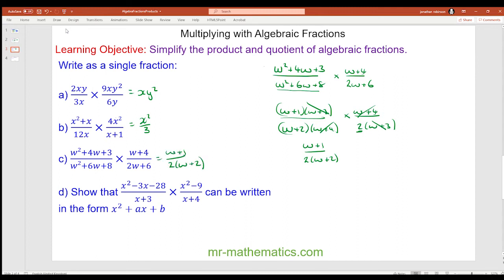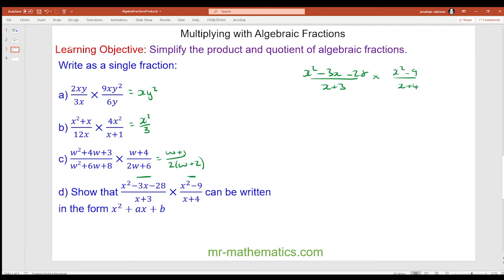Do you want to try question D? All we're going to do is multiply this fraction by this fraction. We'll get left with a quadratic. Before we can cross simplify, we're going to factorize this numerator and this numerator. So two numbers that multiply to make negative 28, but add to make negative 3.